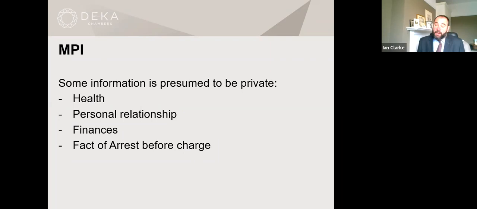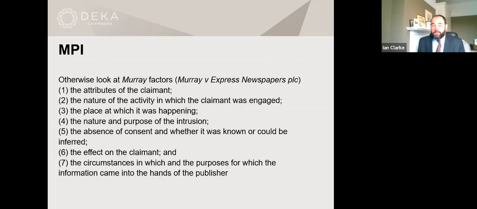But what of other sources of information that might not fall within that starting framework? Well, in answering questions, you look at what are known as the Murray factors. So you look at the attributes of the claimant, the nature of the activity in which the claimant was engaged, the place at which it was happening, the nature and purpose of the intrusion, the absence of consent and whether it was known or could be inferred, the effect on the claimant, and the circumstances in which and the purposes for which the information came into the hands of the publisher.